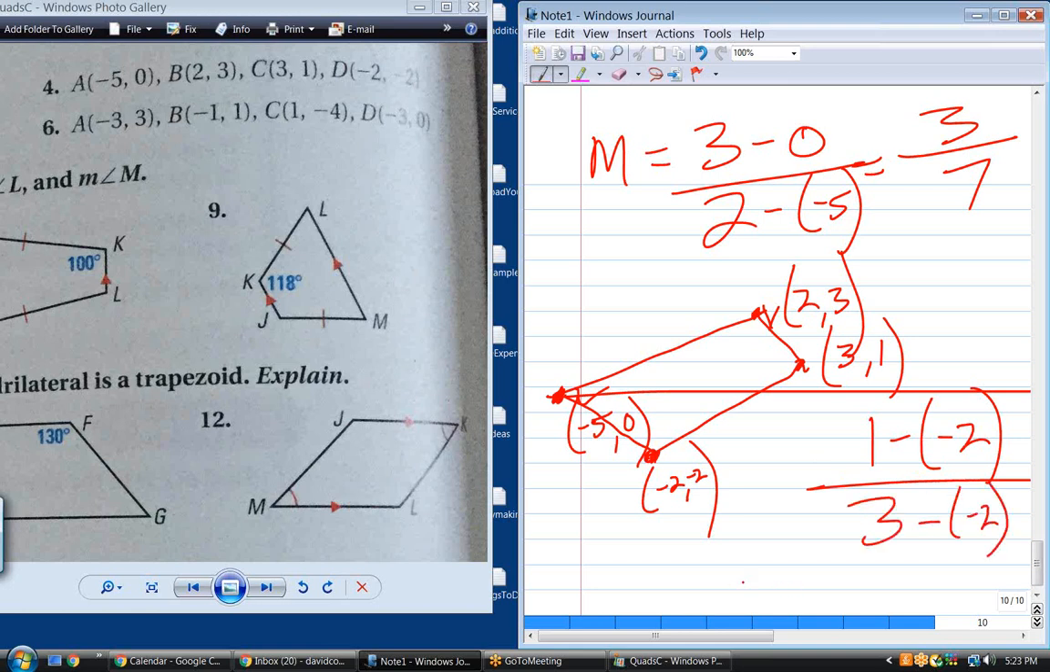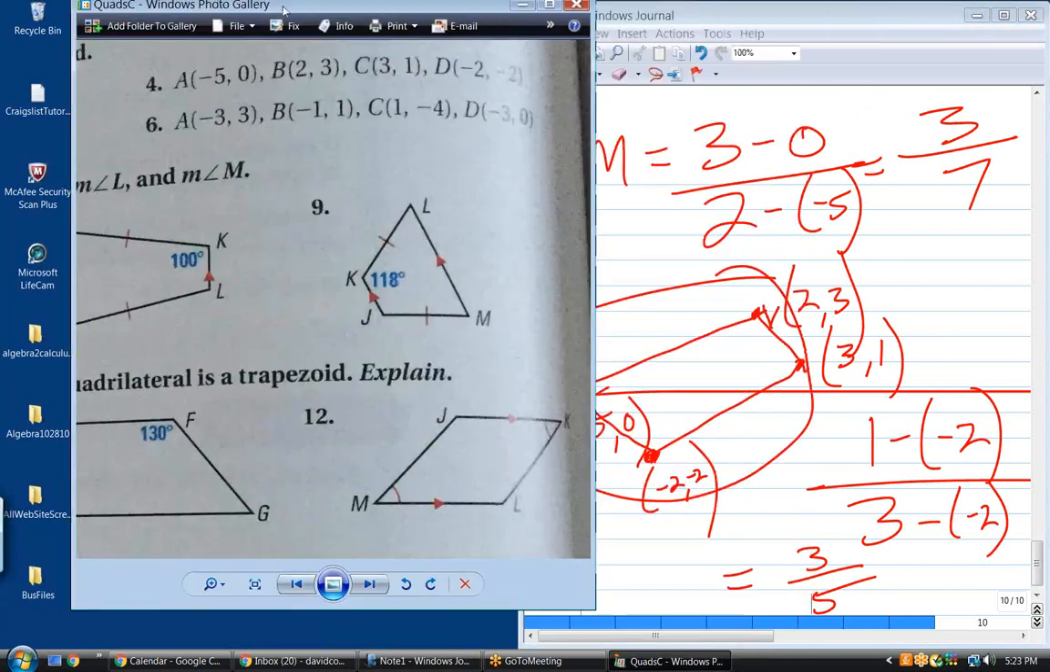What is that number? That'd be 3 over 5. Is not the same as 3 over 7. So this is not a trapezoid. In other words, we do not have a pair of opposite sides that are parallel. That's the definition of a trapezoid. So this is just a straight old quadrilateral, no special designation.